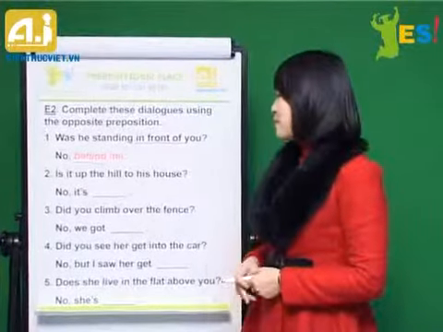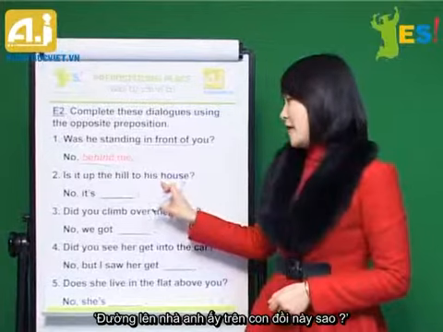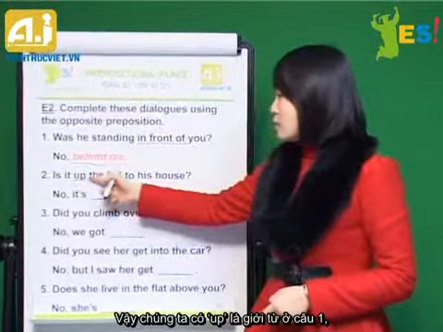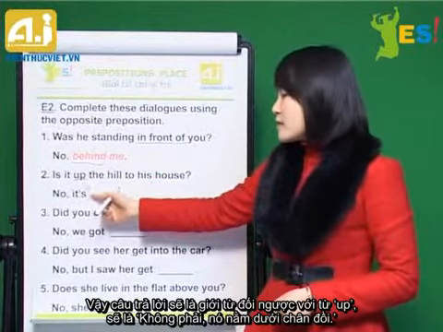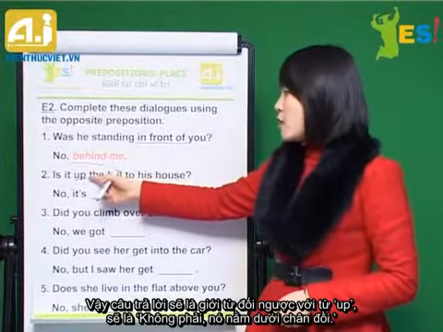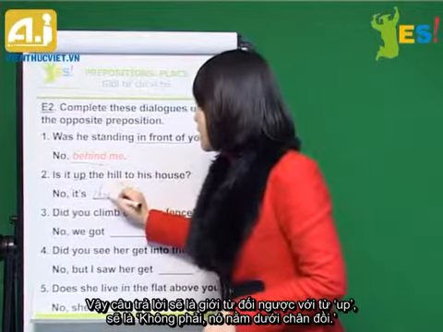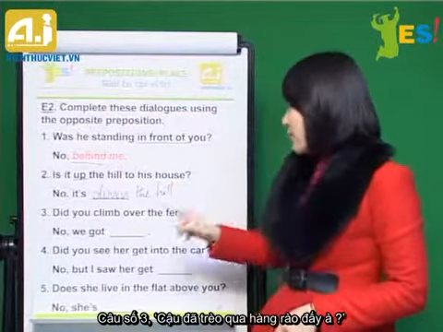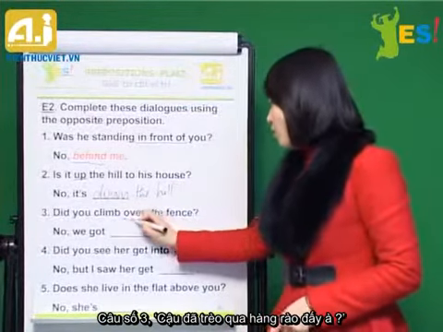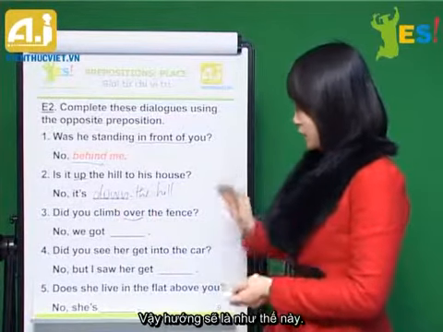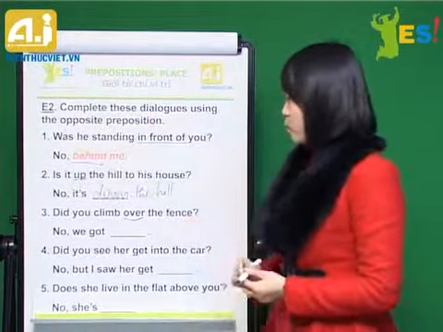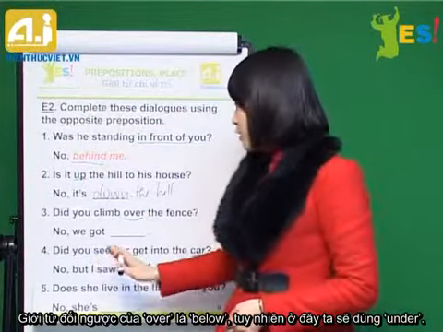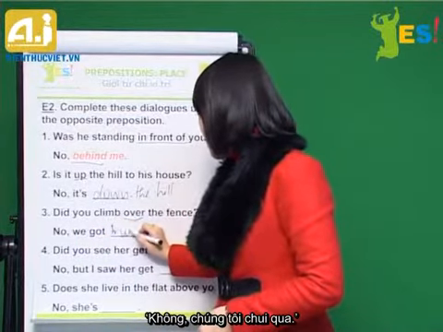Okay, have you finished? Number 2, is it up the hill? So up is the preposition in the first sentence. So the answer must be the opposite preposition of up. It should be no, it's down the hill. Number 3, did you climb over the fence? So that direction, like this. The opposite preposition of over is under, so it should be no, we got under the fence.